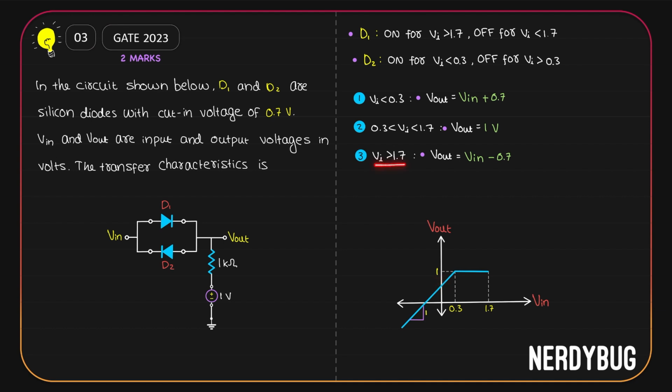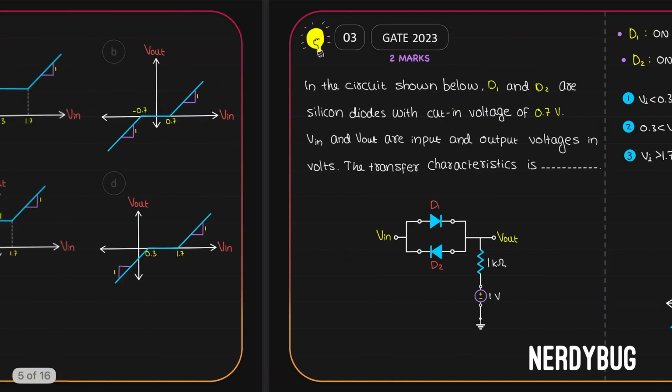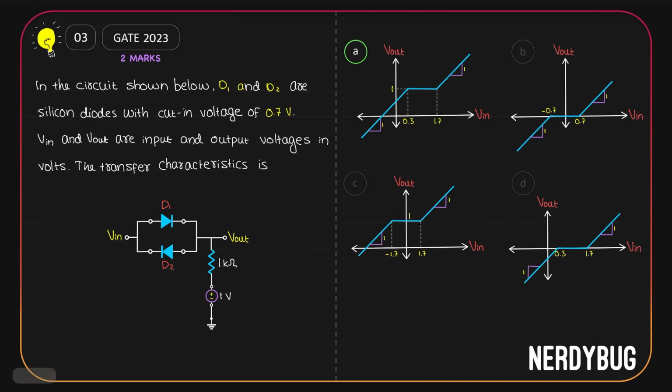When V input is greater than 1.7, output is input minus 0.7. This is also of the form y equals mx plus c. Coefficient of the input is 1. So here also slope of the graph will be 1. Y-intercept is negative 0.7. So it will look like this. Slope is 1. If you extend the line, you can see the intercept on the y-axis is at negative 0.7. So option A is the correct answer.